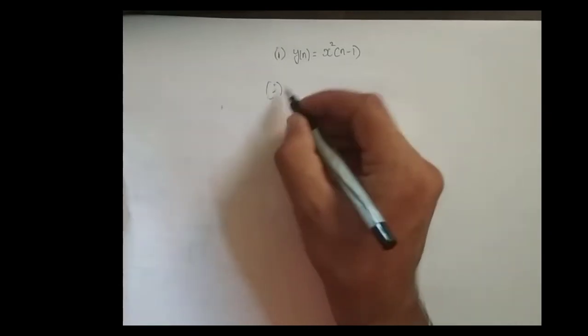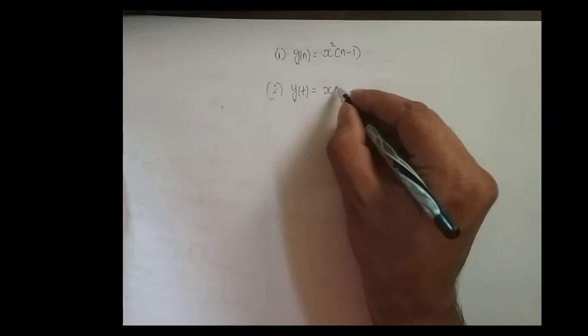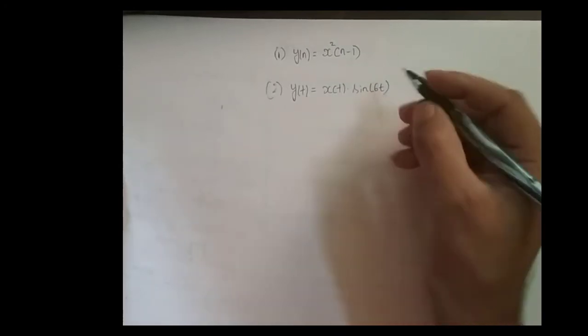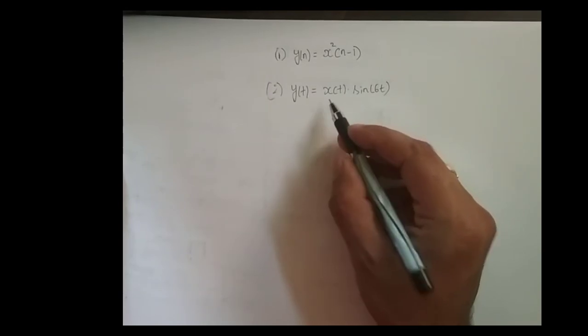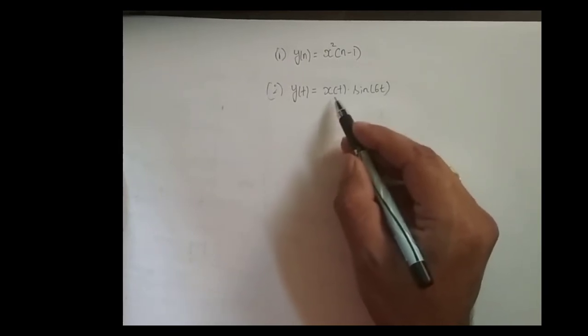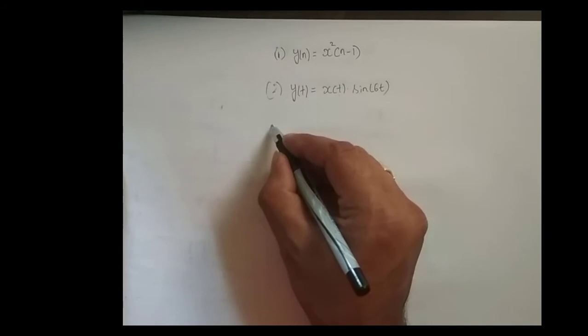Second system, y of t is equal to x of t into sine 60. Here, if I feed x of t to the system, what is the output I am getting? For whatever signal x of t you feed, sine 60 is getting multiplied.